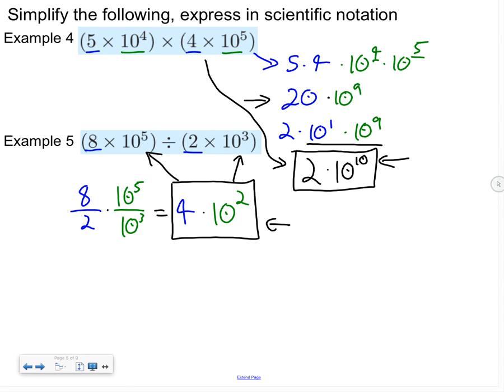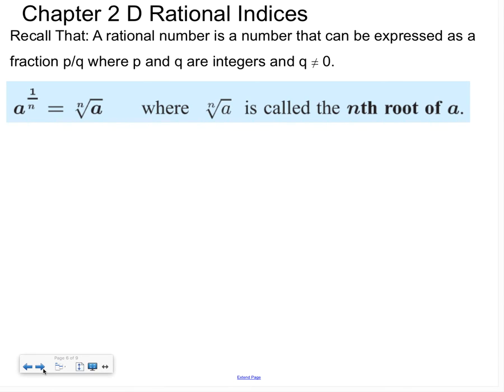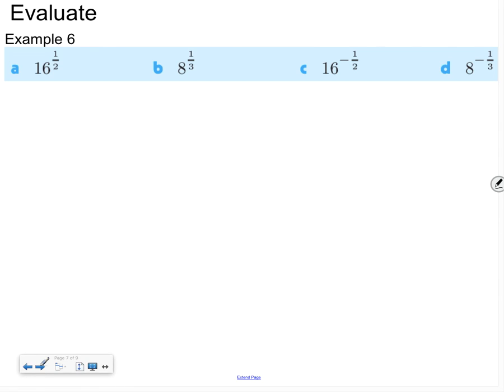All right, let's look at some other examples here. And we're jumping into rational indices. So the big idea is that a rational number is a number that can be expressed as a fraction, okay, where we can't be dividing by 0. So if we have a power that is rational, we can also write it in the root form, where the nth root of a is called the nth root of a. Okay, so let's look at a couple basic examples.